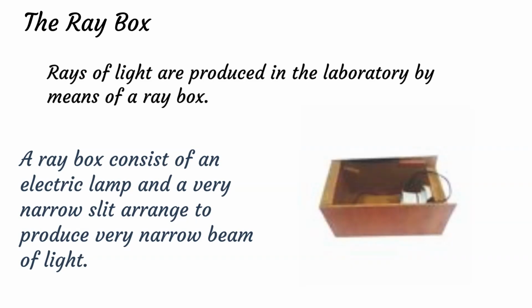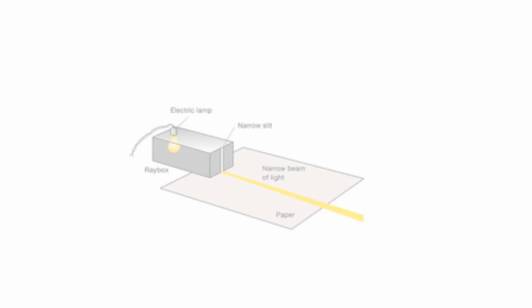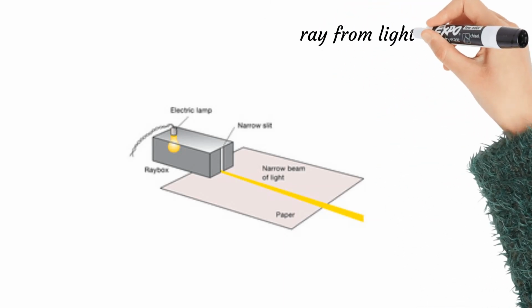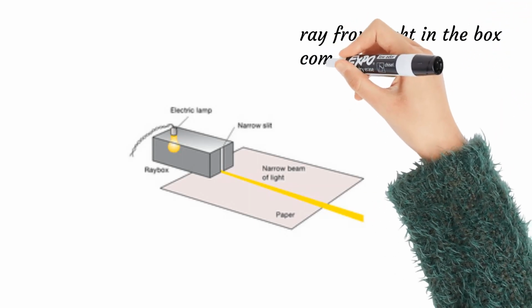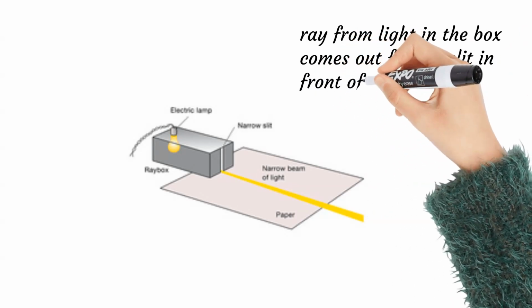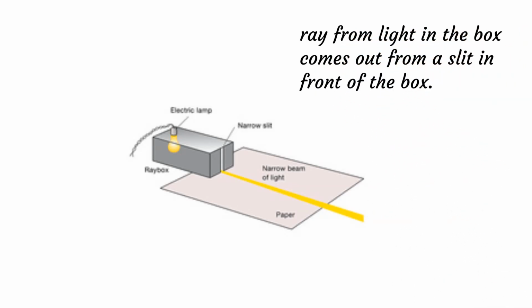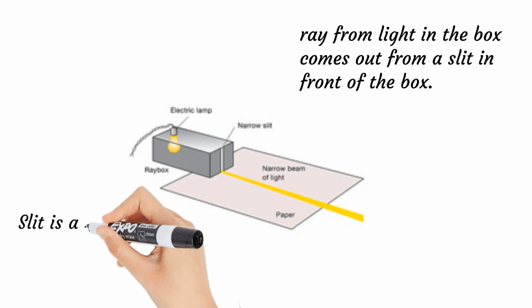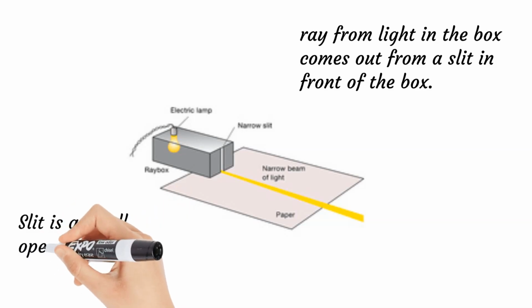There is a slot, a lamp that we can put a fixing bulb. Now you can also see the diagram clearly here. There's a light bulb inside. It produces a narrow beam of light, the yellow light you are seeing at the front of the bulb. All right, there's what we call a slit where the light passes through. Now the rays from the light in the box come out from a slit in front of the box. Now, the slit is just a small opening at the front of the box. Okay.